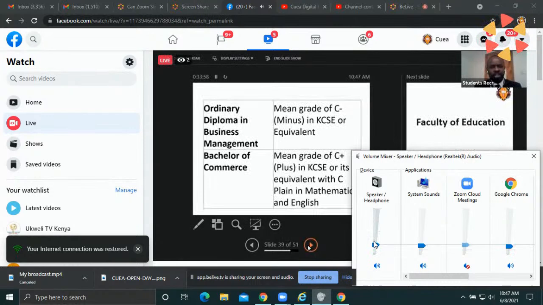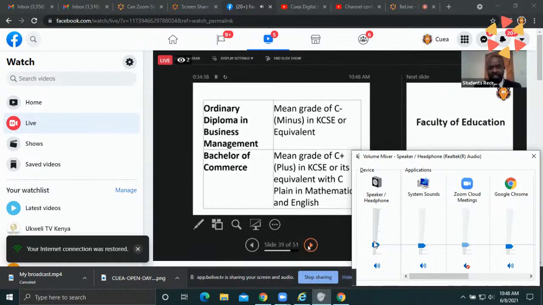We have ordinary diploma in business management, and we also have Bachelor of Commerce. For you to be admitted into the ordinary diploma in business management, you are required to have a C minus grade in KCSE or its equivalent. For those who do IGCSE, you are required to have credits in a minimum of five subjects. It does not matter which ones, but at least you should have five subjects.